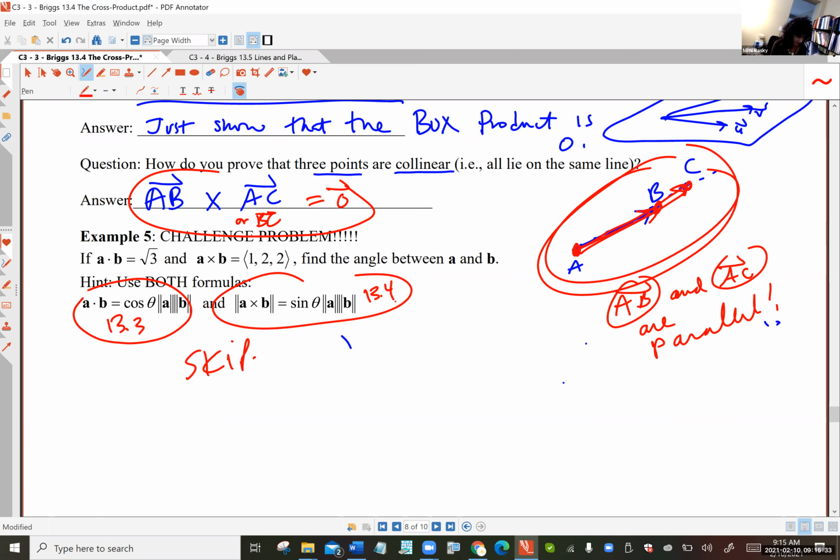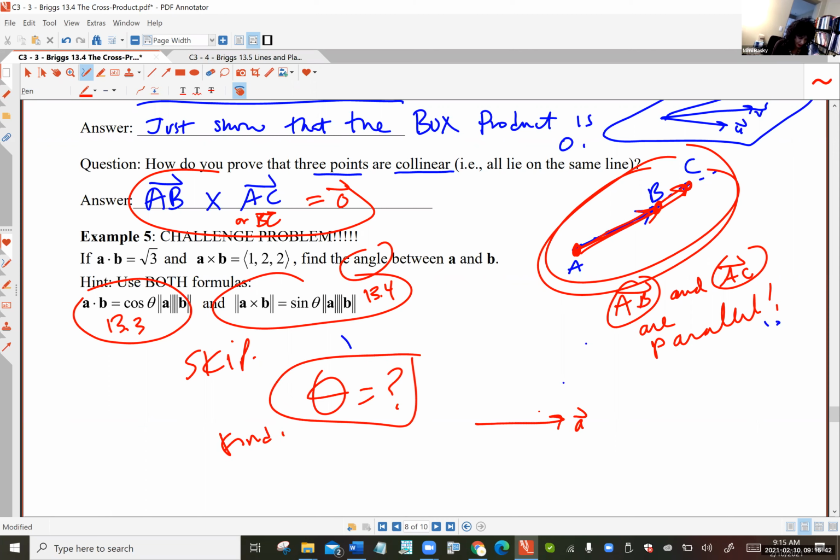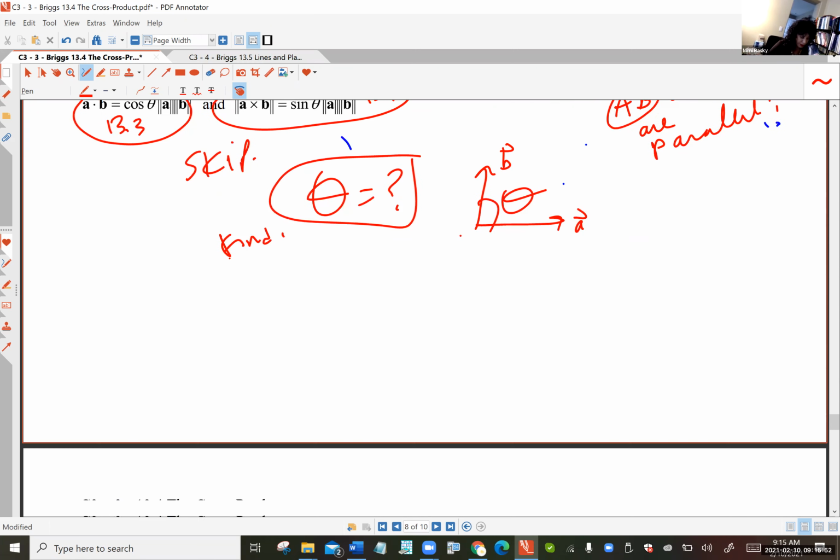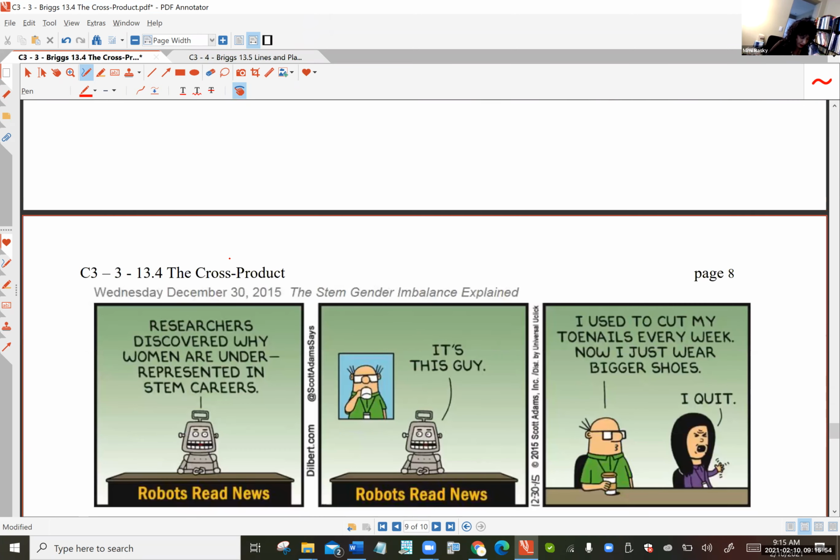But the idea is after you do all this, what's the angle? So the unknown is go find the angle between the two vectors A and B. So here's A, here's B, whatever. And you got to get some angle, but it's not so easy because they don't give you the components. They give you the components of the cross product. So it's a fun problem, and you may want to sit with it for a while.